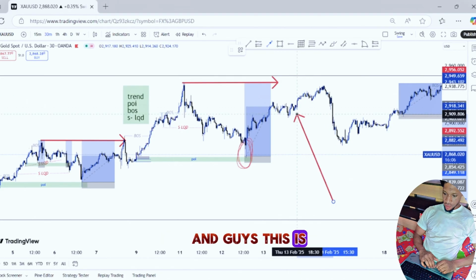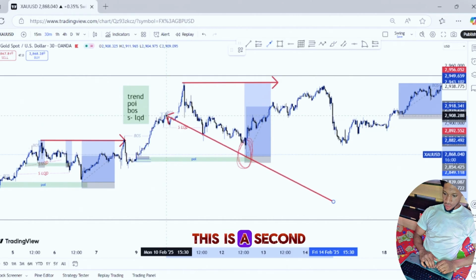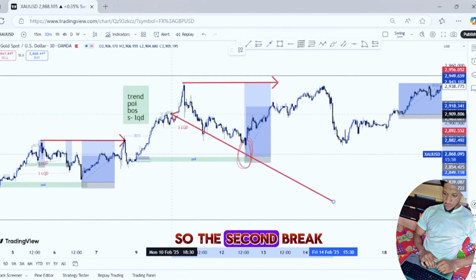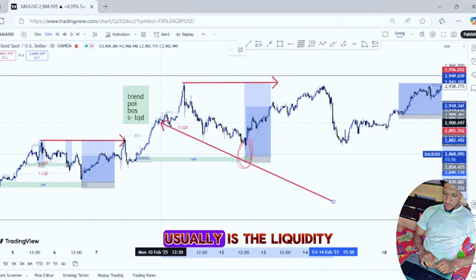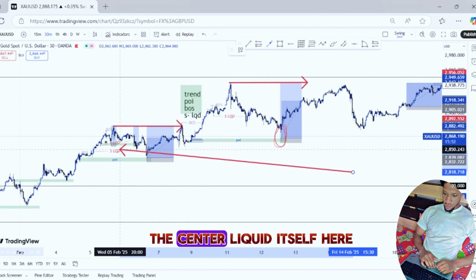And guys, this is just a takeaway. Always wait for two breaks of structure, okay? This is the first break of structure. This is the second break of structure. So the second break of structure, which is this one right here, usually is the liquidity. You can clearly see it, the same thing repeats itself here.